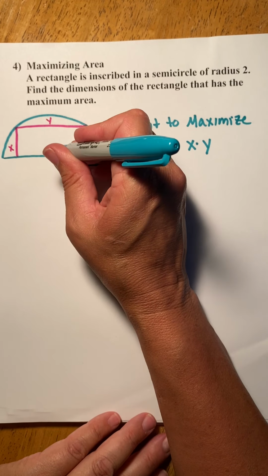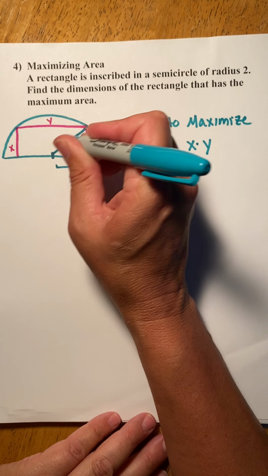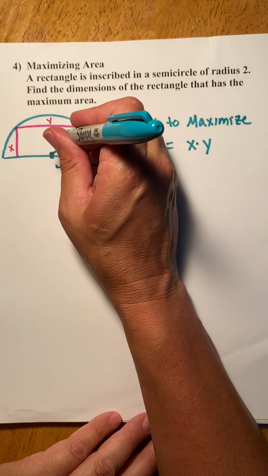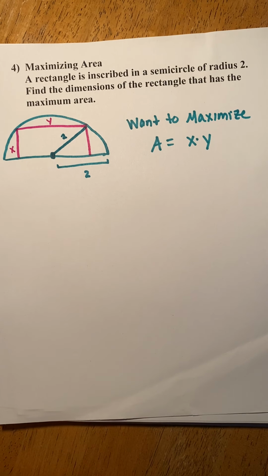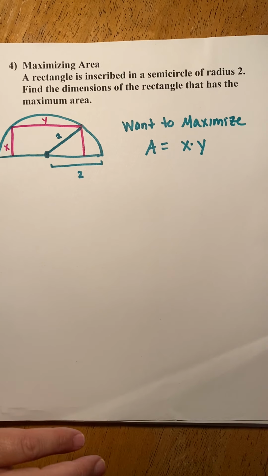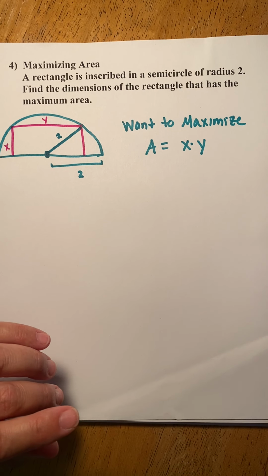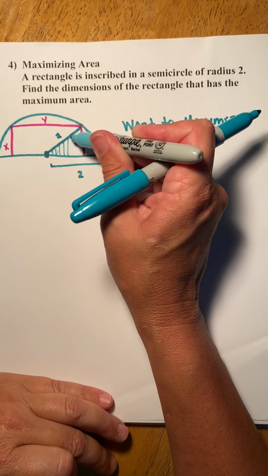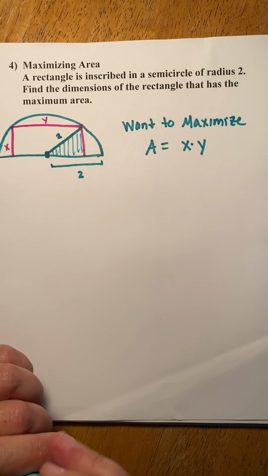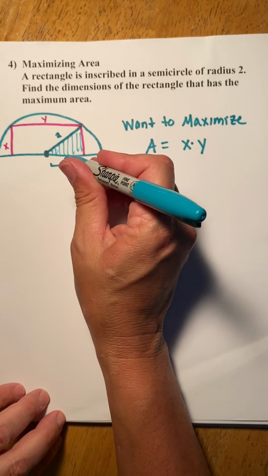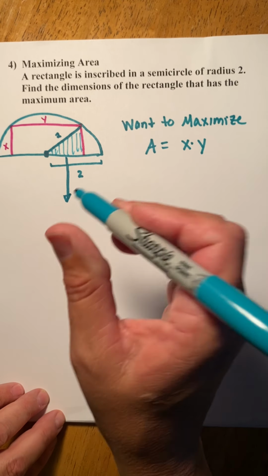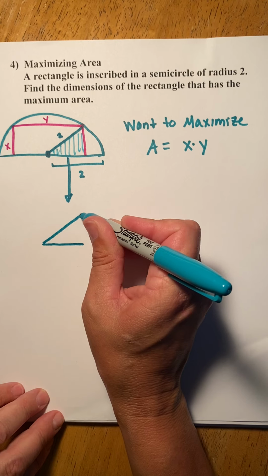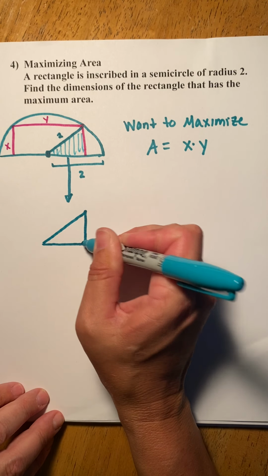But notice we can use this fact right here: from the center of the diameter to that corner has to be 2. So this little rectangle here is going to produce this little triangle, and this triangle is going to do everything we need it to do. So I'm going to pull this triangle out just because it's going to get a little messy in here. So this triangle is going to help us solve this problem.